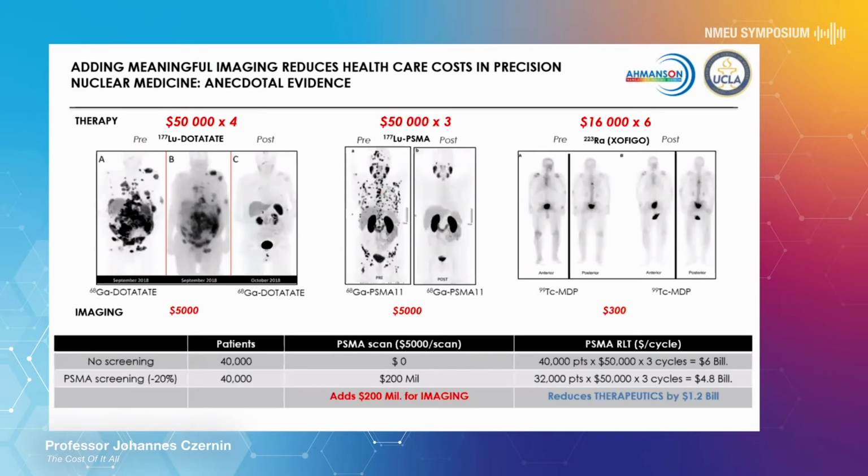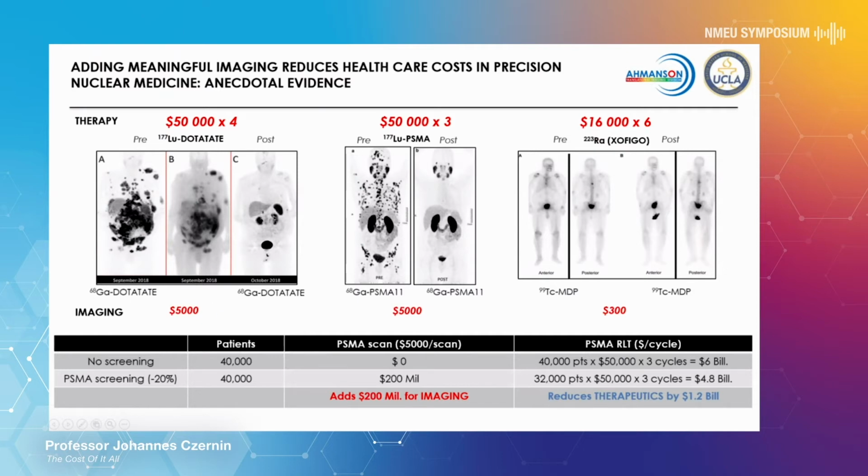Here are three examples of molecular radiotherapies in theranostics. The examples include dotatate for imaging somatostatin receptors, PSMA, as discussed a second ago, and then 223 radium to treat bone metabolism.